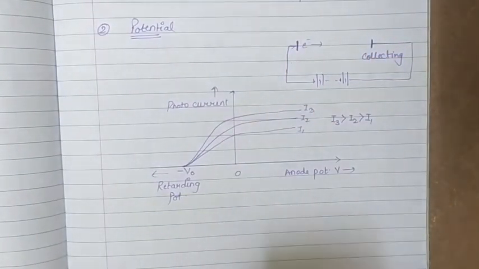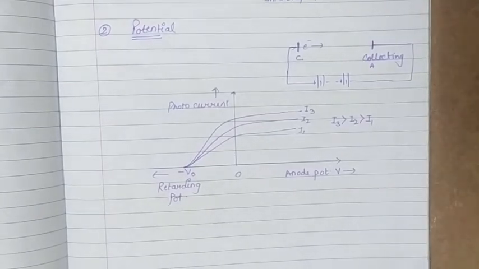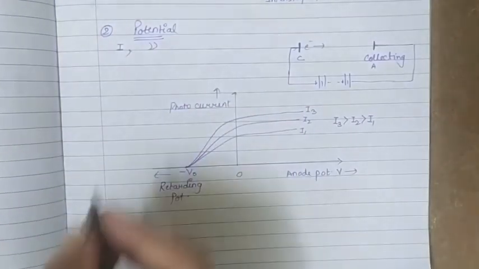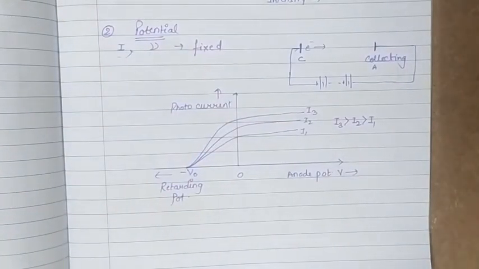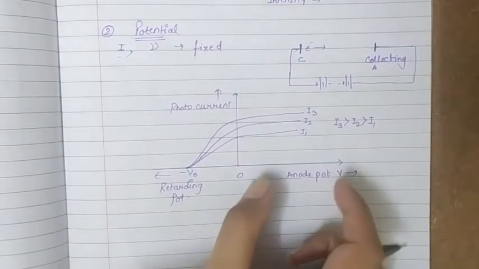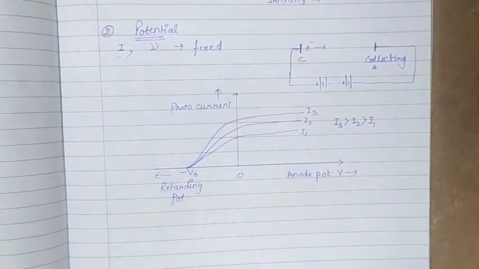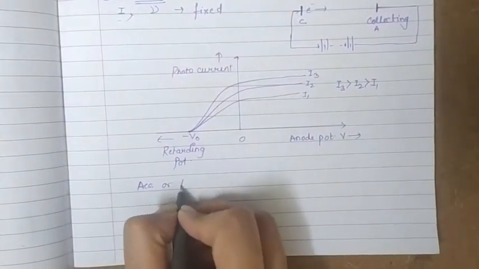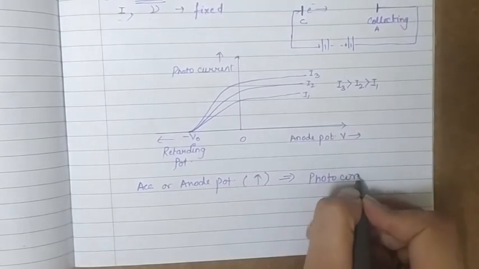This is the cathode and this collecting plate is acting as the anode. If we increase the anode potential, keeping the intensity and frequency of light fixed, meaning we are not changing the intensity and we are not changing the frequency, these both being fixed, we are just increasing the positive, or accelerating, potential of the anode. Since we are increasing the positive potential of this plate, it starts attracting more and more electrons. As soon as we increase the accelerating potential, the photoelectric current also increases. If we increase the anode potential, as a result we get more photocurrent.